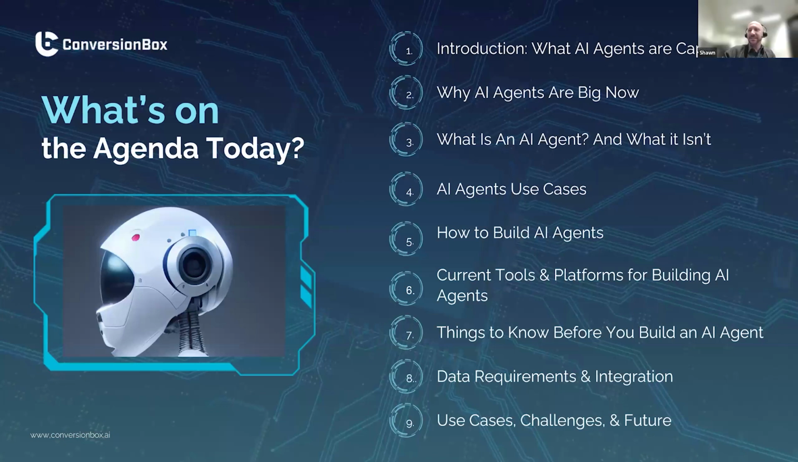Okay, so what is on today's agenda? First, we're going to give you an introduction. We're going to look at what AI agents are capable of, and then we'll look at why AI agents are big now, and then we'll look at what is an AI agent and what isn't, because the definition's starting to get a little blurry. It's definitely changed. And we'll look at AI agent use cases, how to build AI agents, current tools and platforms for building AI agents, things to know before you build an AI agent, data requirements, integration, and then we'll look at some use cases, some challenges, and make some future predictions of that.